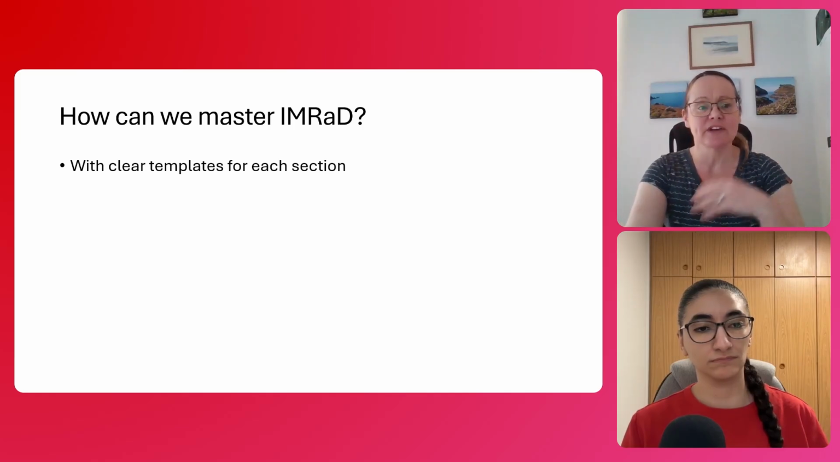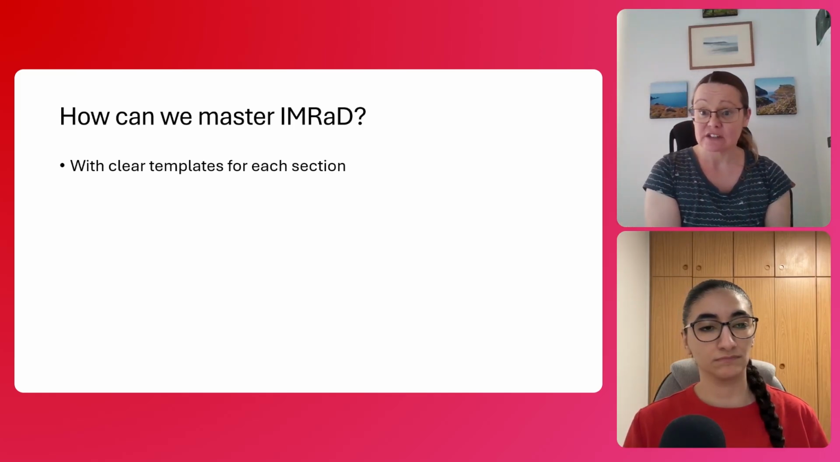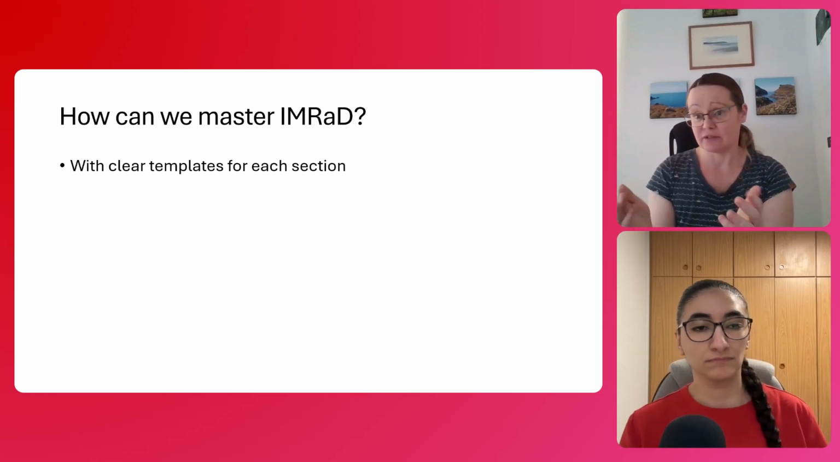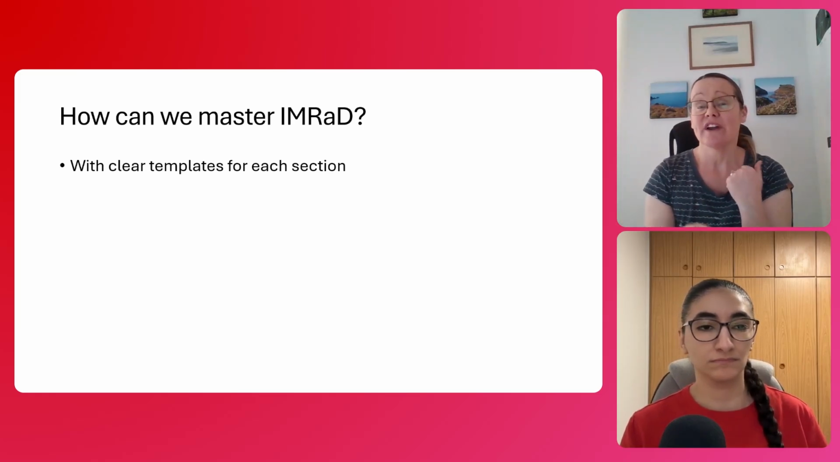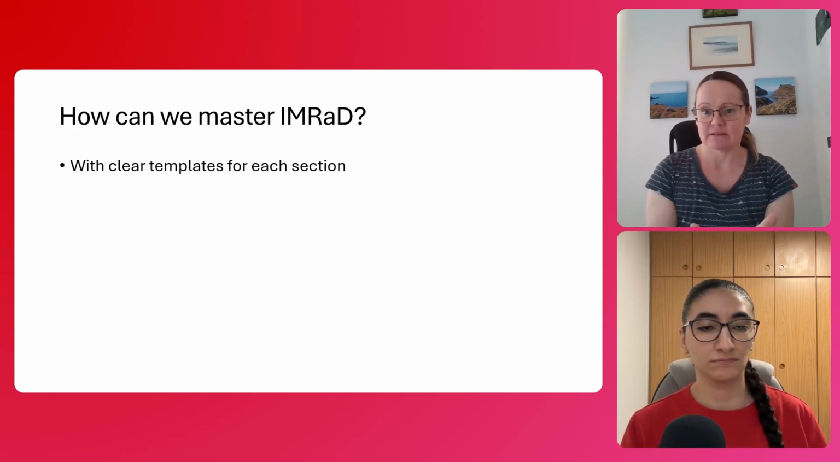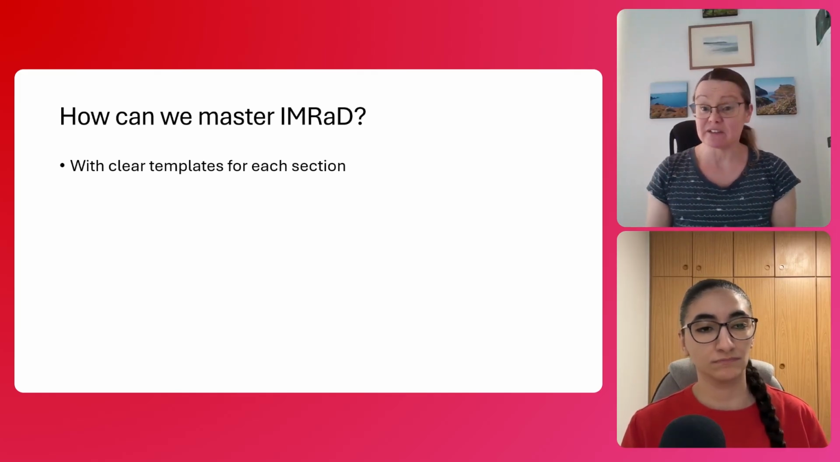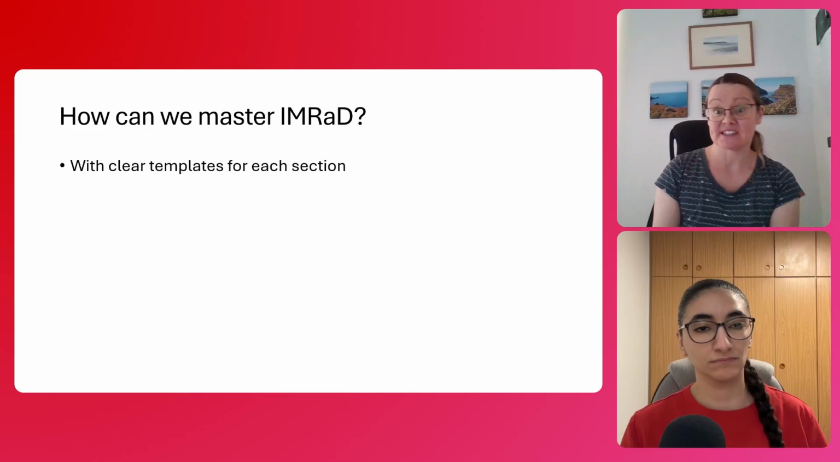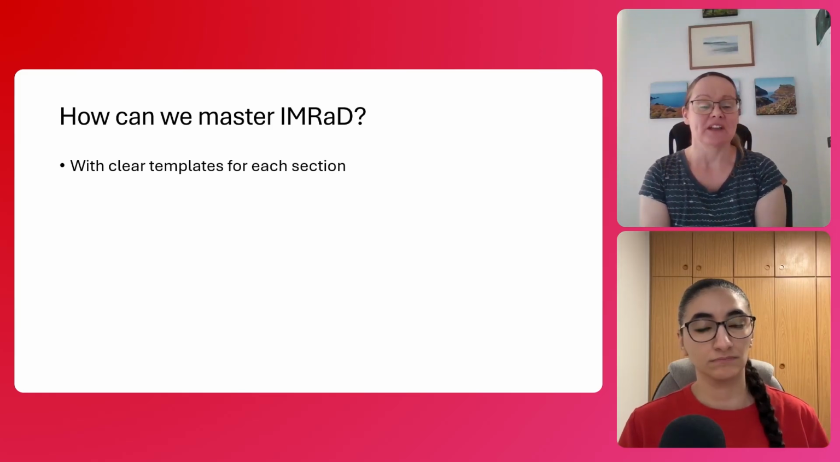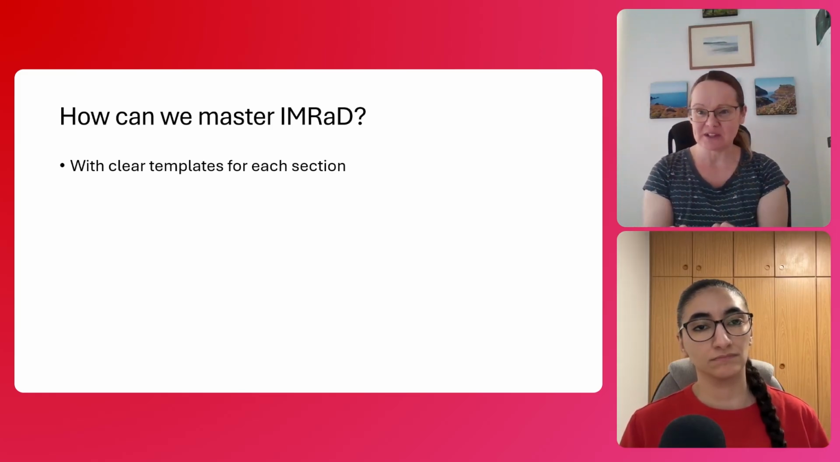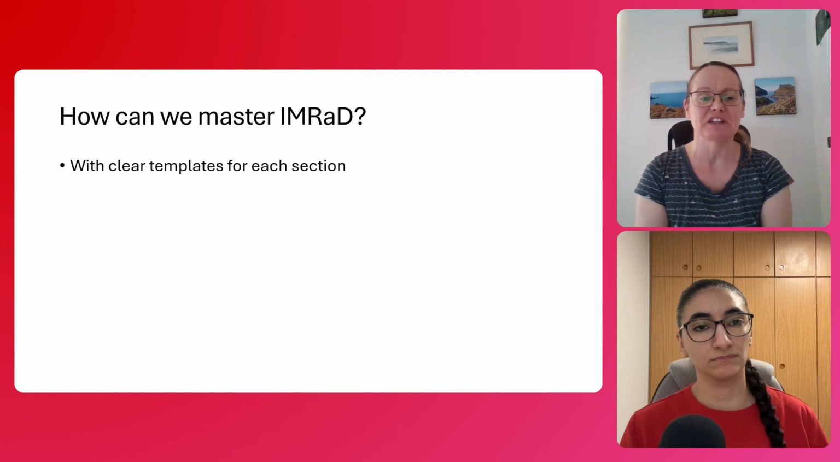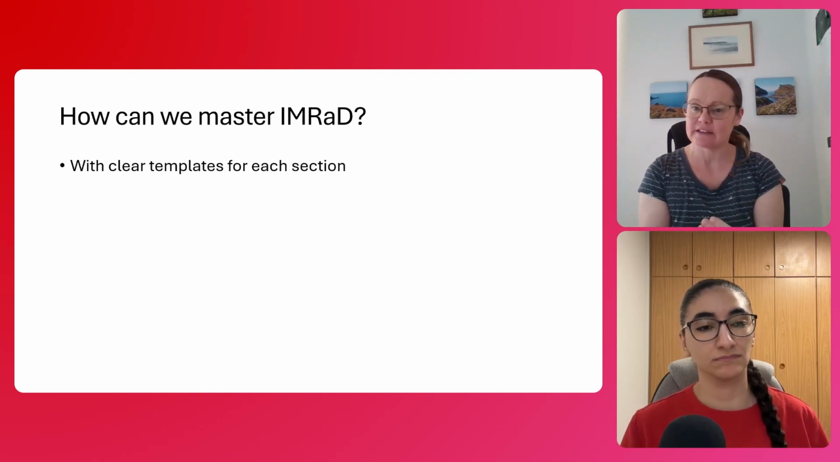Okay, so to have a very clear idea when you're writing an introduction section or a methods section or a results or discussion, what exactly do I need to put in? And what order should I present the information? What should I leave out? What are the common mistakes that I should avoid? Okay, so that is essentially what I'm going to be doing in the next few slides. I'm going to be giving you really clear templates for writing each section.